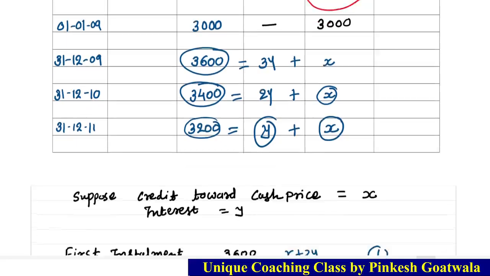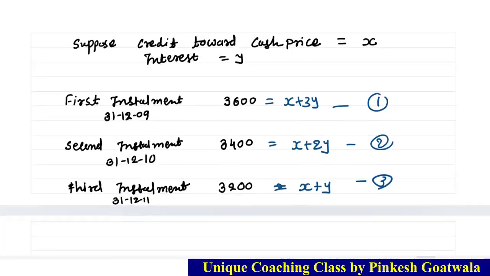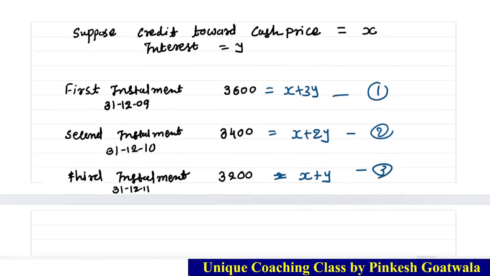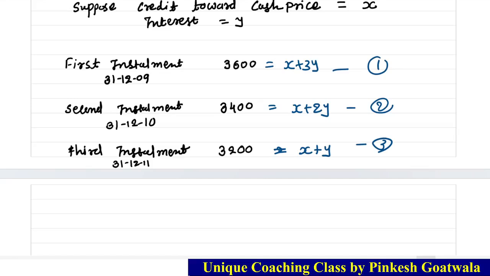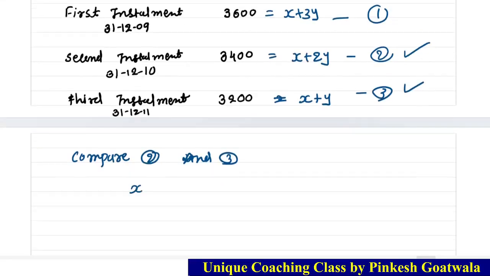So here we get three equations, and we know how to solve the equation. Okay, we know how to solve equations. Just solve the equations, you get the value of x and y, right? So compare any two equations, whatever you want to compare. Okay, so we can compare any of these. Let's compare 2 and 3. Okay, compare 2 and 3. So equation number 2, x plus 2y is equal to 3400, and the last, x plus 3y, is 3600.